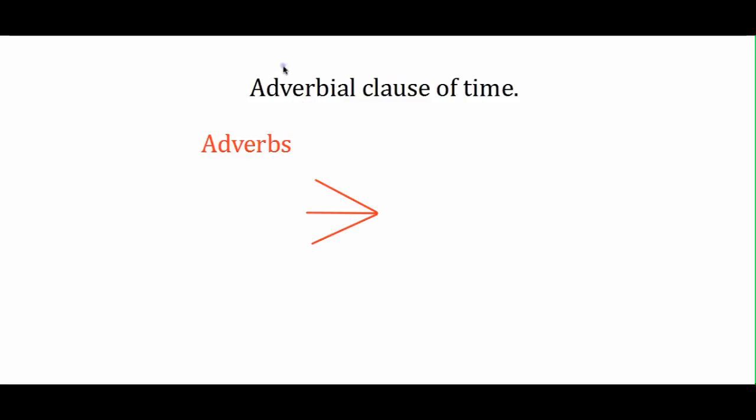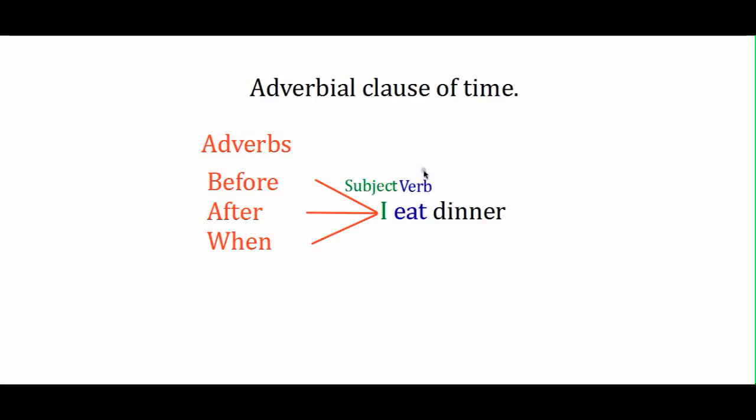And to create an adverbial clause we need adverbs. And the adverbs we're going to use in this video are before, after, and when. And after the adverbs we need a subject and a verb. Remember, all clauses have a subject and a verb. So a full adverbial clause of time could be before I eat dinner, after I eat dinner, when I eat dinner. This is an adverbial clause.